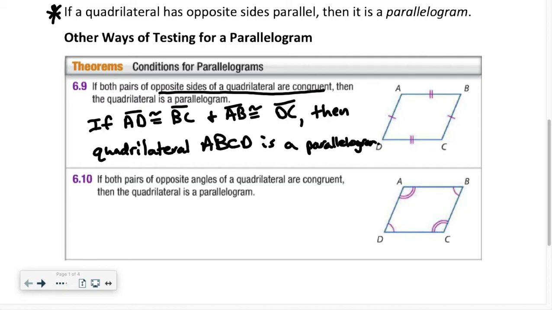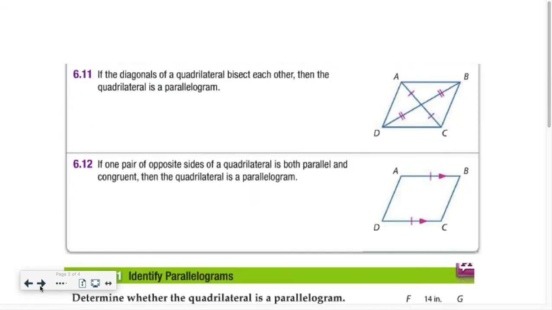All right. And then the same's true for the angles, guys. I think you guys could probably practice theorem 6.10: if both pairs of opposite angles are congruent, so A congruent to C, D to B, then it's a parallelogram. So kind of working backwards from yesterday. All right. Even here with diagonals. If the diagonals bisect each other, then it's a parallelogram.